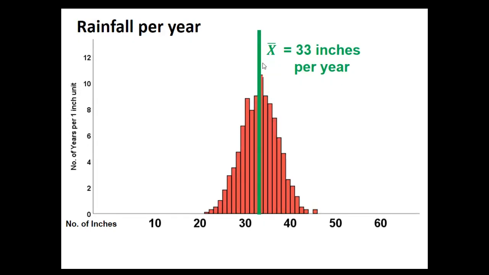Now, this green bar shows that the mean rainfall for all these years is 33 inches per year. I looked it up. That 33 inches per year is about what Dallas, Texas gets, and it's a lot more than El Paso gets per year.